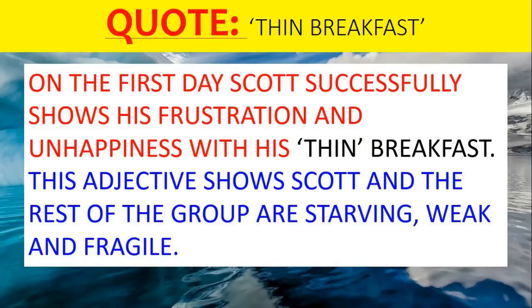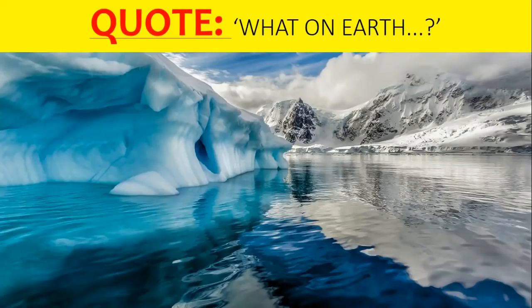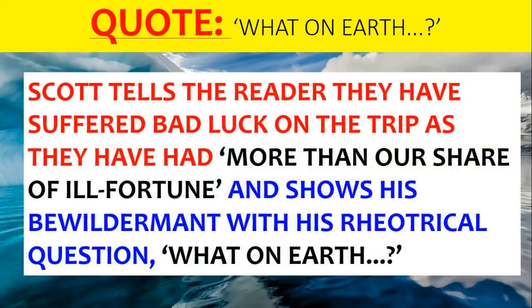Okay, so why has thin been used by the writer? This adjective shows Scott and the rest of the group are starving, weak and fragile. This shows us the feelings. We're linking back to the question. What on earth? Scott tells the reader they have suffered bad luck on the trip as they had more than our share of ill fortune, and he shows his bewilderment with his rhetorical question, what on earth?